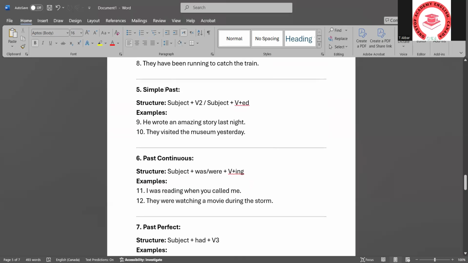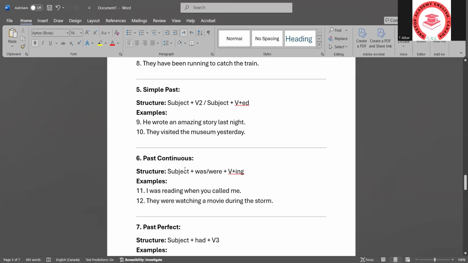Then is simple past. Subject plus second form of the verb, or subject plus verb plus ed. He wrote an amazing story last night. They visited the museum yesterday.